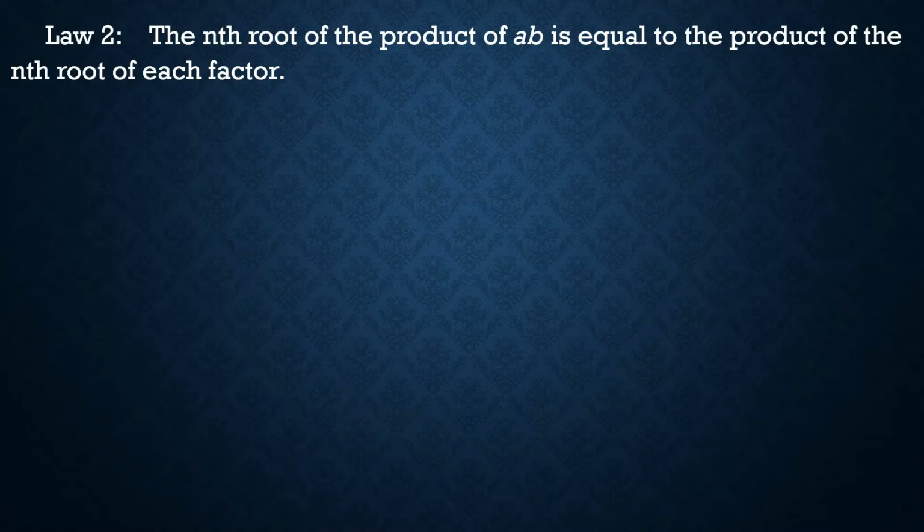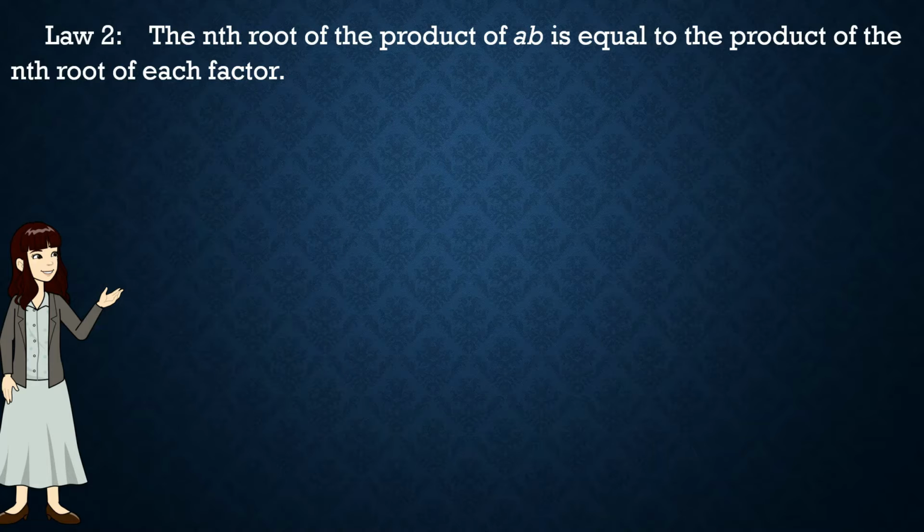Okay, another example for law number 2 of radicals. Number 5 is the cube root of negative 8. It is equal to negative 2, because when we multiply negative 2 times negative 2 times negative 2, it is equal to negative 8. So cube root of negative 8 is equal to negative 2.